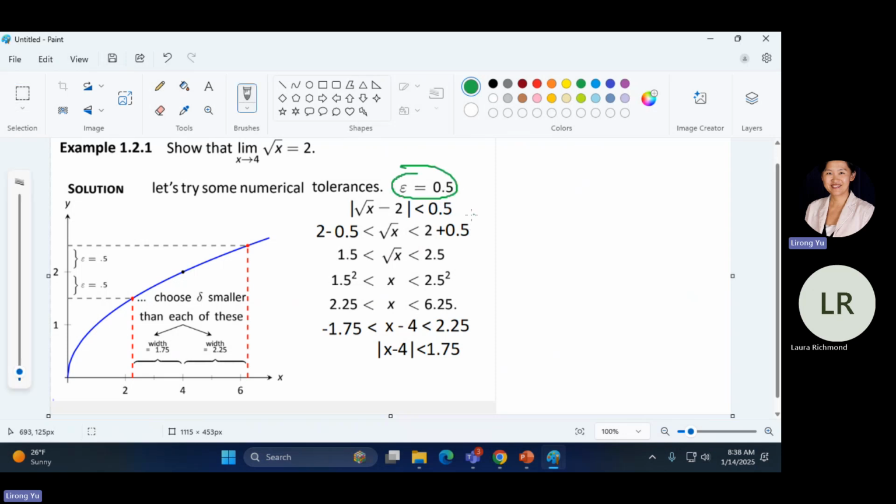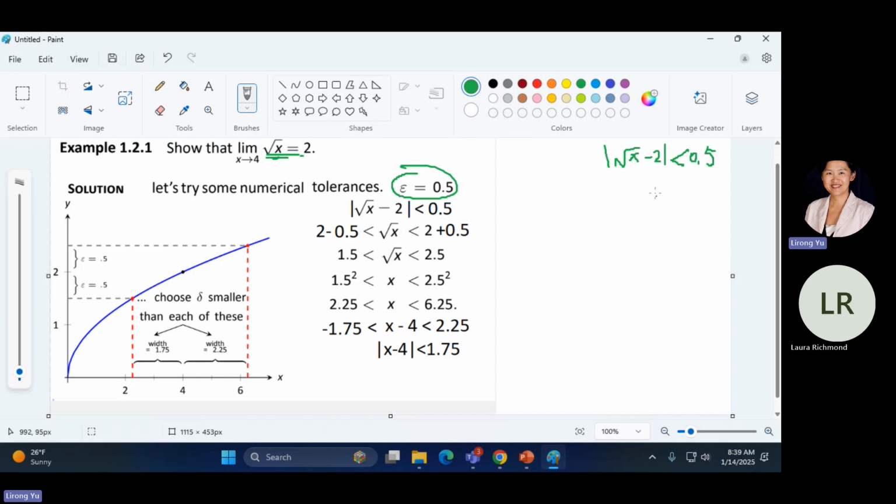So suppose epsilon is 0.5, then we're trying to say we can make root of x close to 2. So root of x minus 2 is really close, so close that it's less than 0.5. Trying to make this happen. So how do we make this happen? If you want that to be true, you have to pick an appropriate x value. So how do you choose a possible x value? In the process, we're going to make the x value close to 4, within a certain delta.